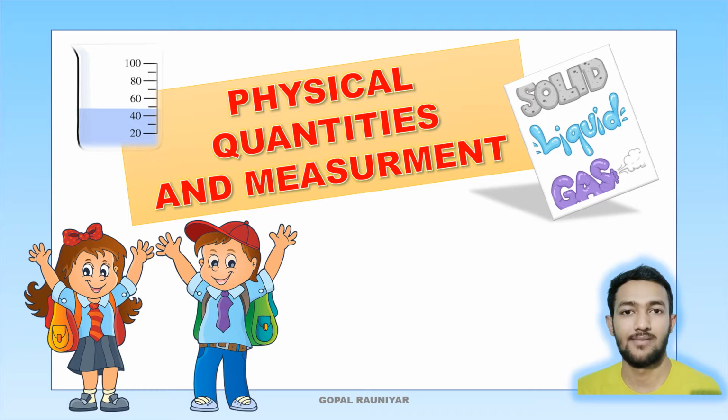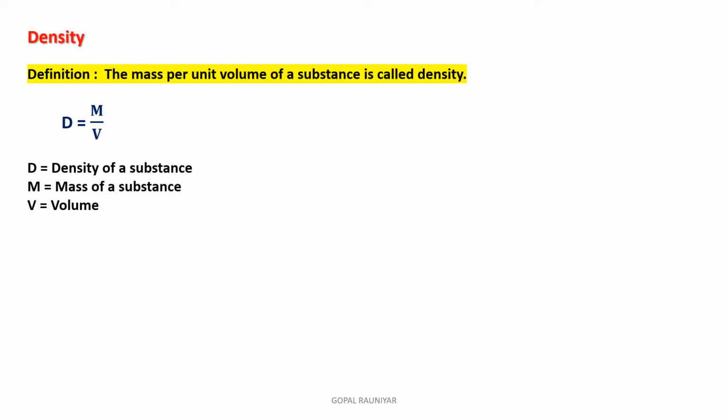So now proceed with the first. Let us begin with our first topic, density. Let's see what density is. The definition of density is mass per unit volume of a substance. Density is mass upon volume. And we shall know what mass is and what volume is.